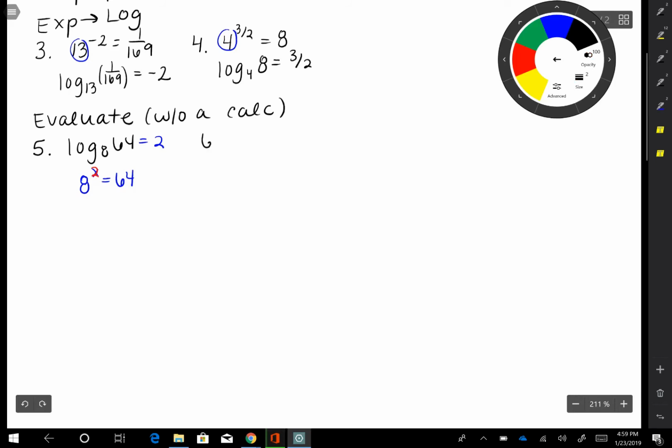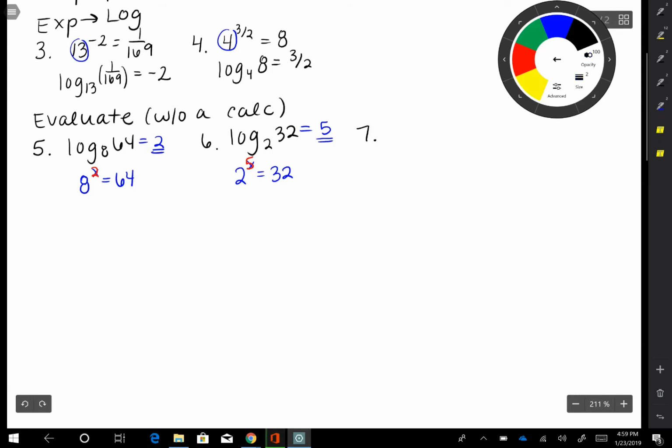Let's try another. How about log base 2 of 32? So I ask myself, to what power of 2 do I take to get 32? And you might have to guess and check a little bit, but that would be the 5th power. 2 to the 5th equals 32, so log base 2 of 32 equals 5. So these numbers I'm underlining are my answers.